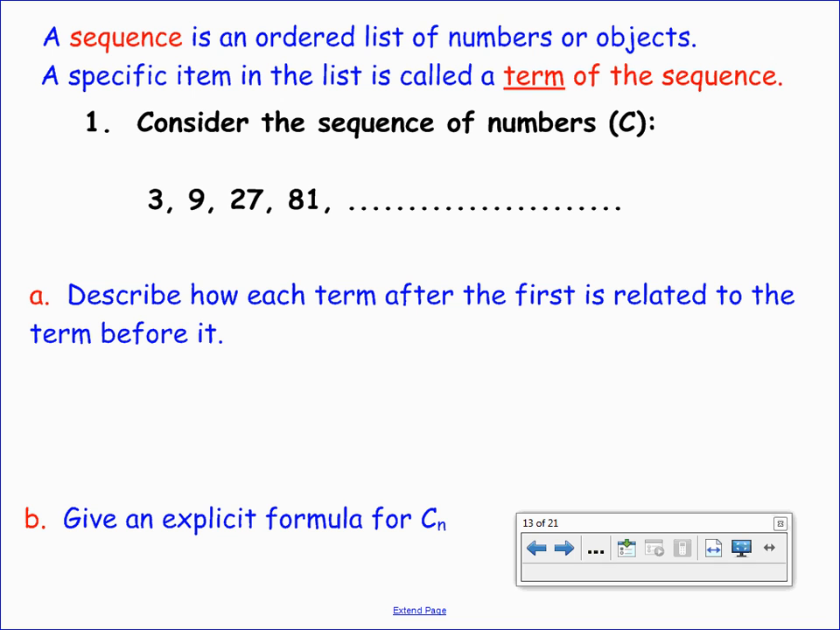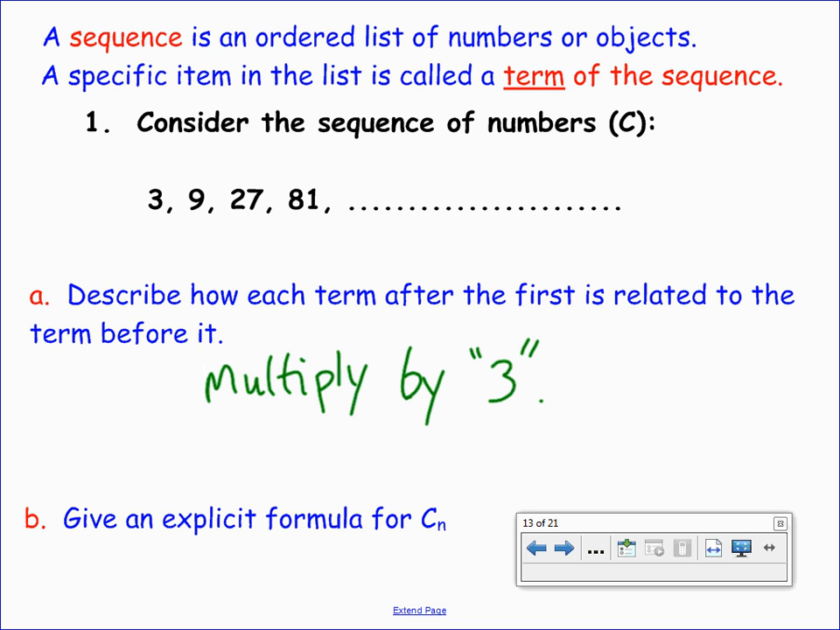Okay, Katie and Braden, what did you guys say? Multiply by 3. Raise your hand if you said multiply by 3. So after the first term we can obtain successive terms by multiplying by 3. Absolutely. So our informal rule to get from one term to the next would be to multiply by 3.